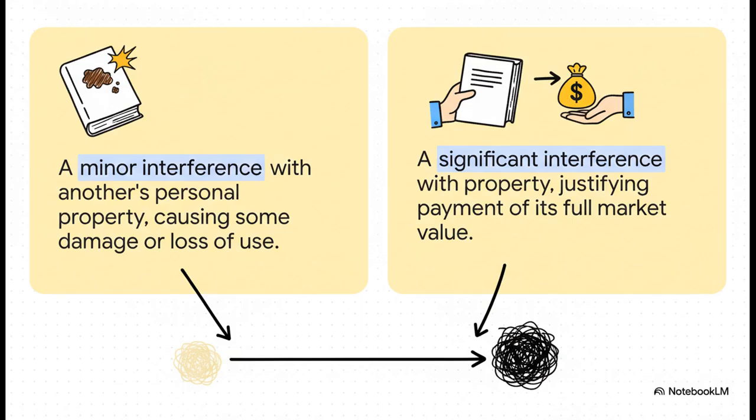Here's the easiest way to think about it. If you borrow your friend's laptop for a day without asking and accidentally spill some coffee on it, that's a trespass to chattels. It's a minor interference. But if you take it and sell it, that's conversion. It's so significant, the law basically says, you bought it.